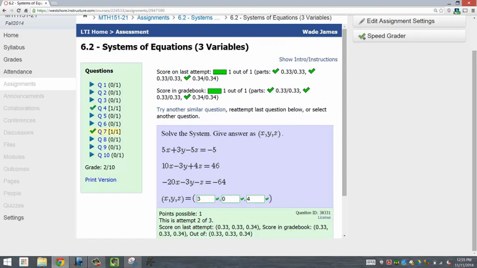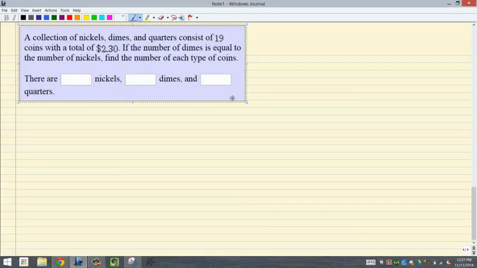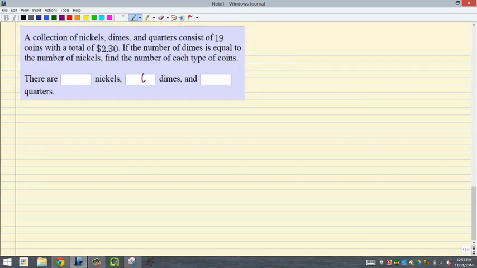It's good. So here's a story problem. First thing you want to do is read the problem and understand what's going on. You basically have a collection of coins, nickels, dimes, and quarters. There's 19 total coins with a value of $2.30. The number of dimes is equal to the number of nickels. Don't try to guess and check this. Don't say, well, let's start with 10 dimes. Let's put that in and calculate it and see how many quarters I got to have.